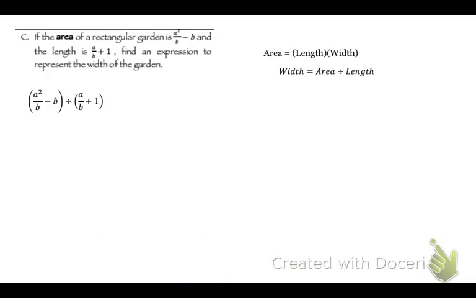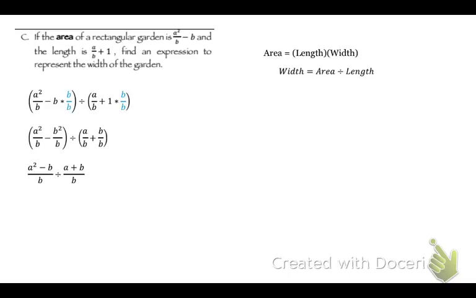Let's get a common denominator for this. So I'm going to multiply both of those by b over b because that's my common denominator. So you get a squared minus b squared over b and a plus b over b. Flip that and multiply. That should have been a b squared.